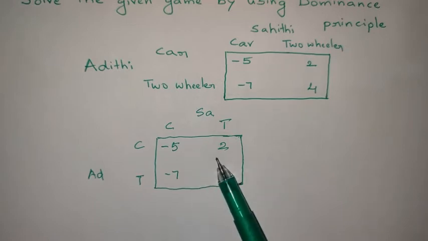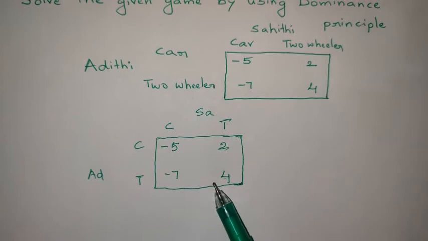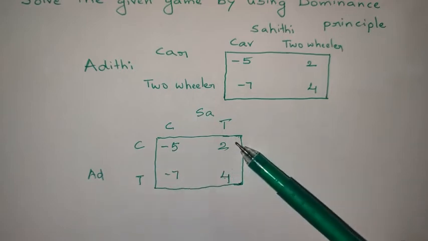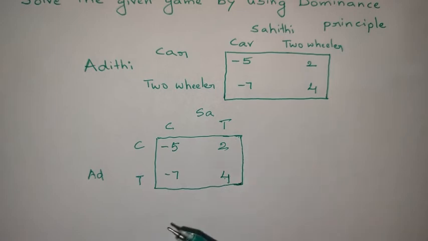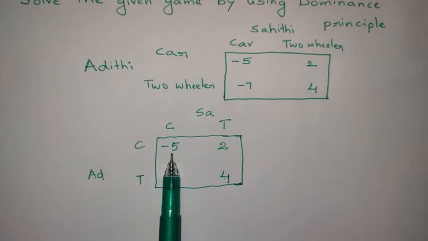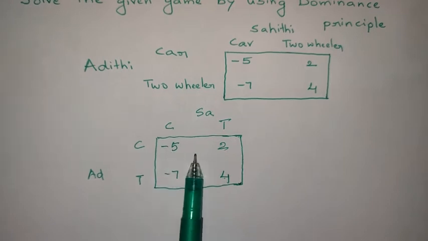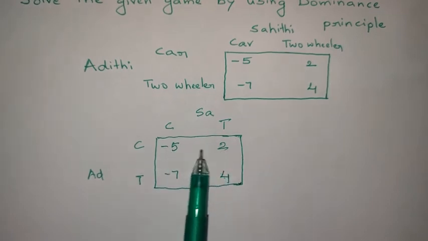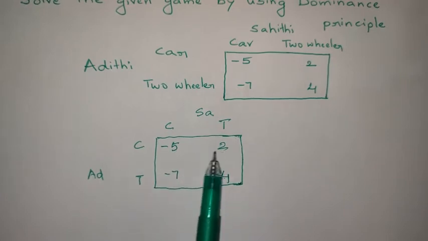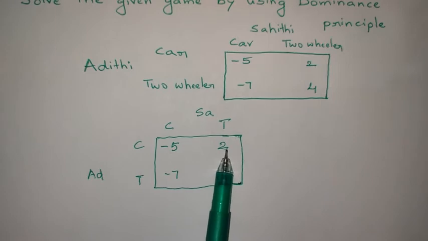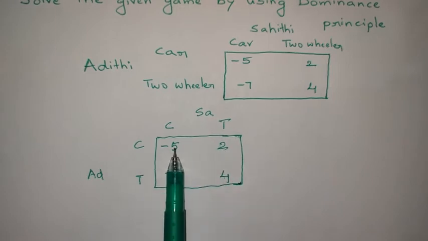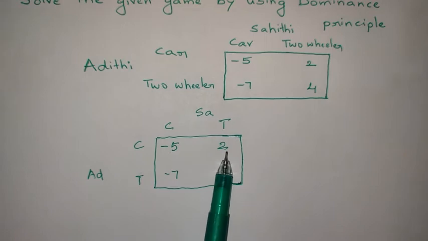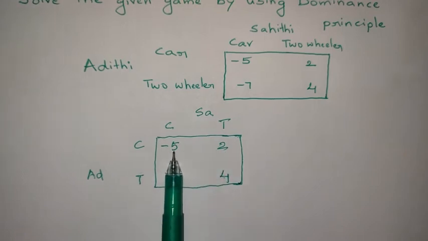Now we checked the rows, so let us check the columns. This one is the first column and this one is the second column. If you check the columns, this is the column 1 value -5 and this one is the column 2 value. In -5 and 2, which one is higher? 2 is higher. That means column 2 is dominating column 1.